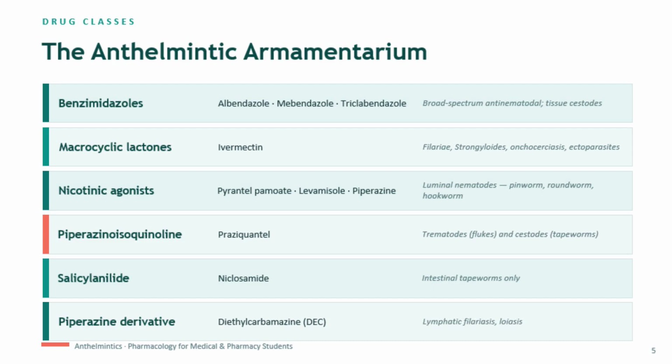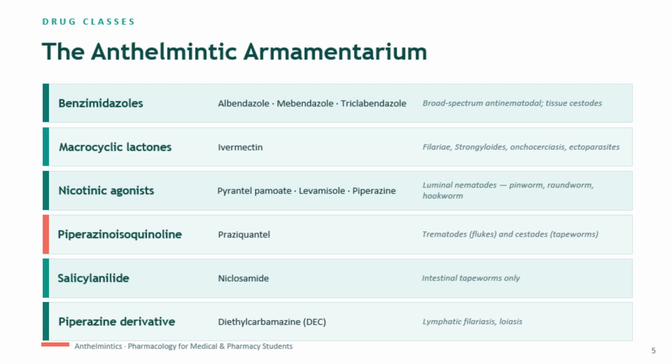Here's the big picture of our drug toolkit. The benzimidazoles, albendazole, mebendazole, triclabendazole, are our broad-spectrum anthelmintic backbone. The macrocyclic lactone ivermectin handles the filaria, strongyloides, and river blindness. The nicotinic agonists pyrantel, levamisole, and piperazine target luminal nematodes. Praziquantel is our go-to for the flatworms, both flukes and tapeworms. Niclosamide is a narrow agent just for intestinal tapeworms, and diethylcarbamazine, or DEC, is our antifilarial.